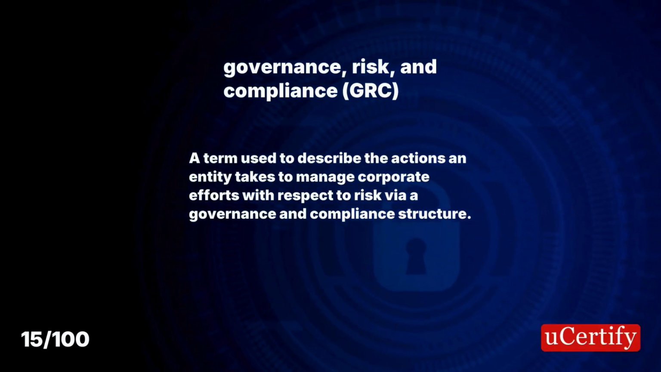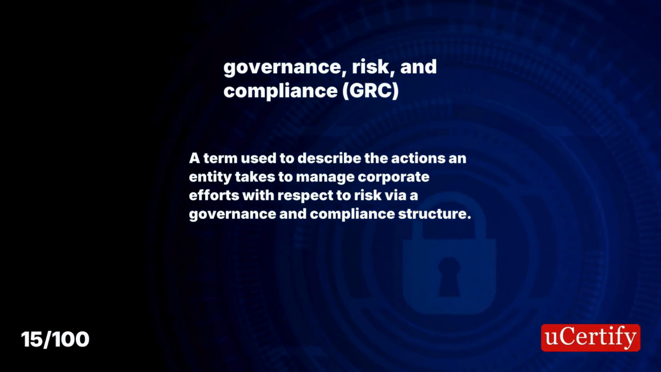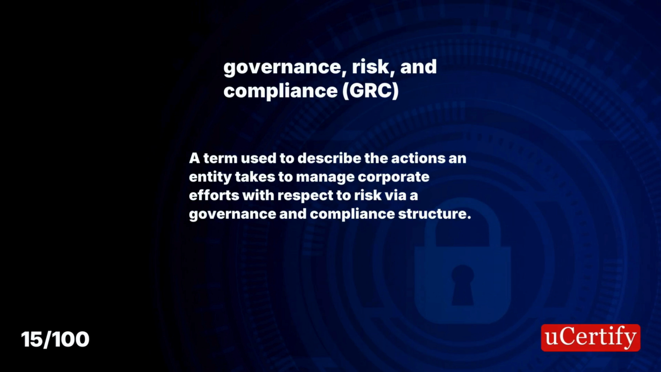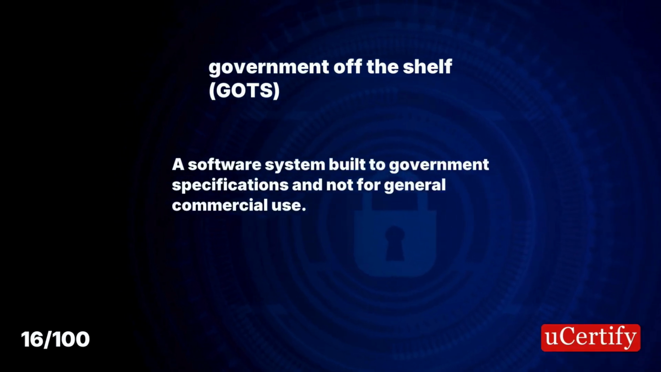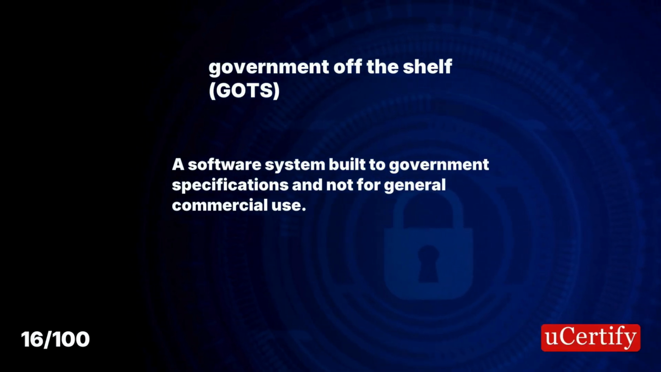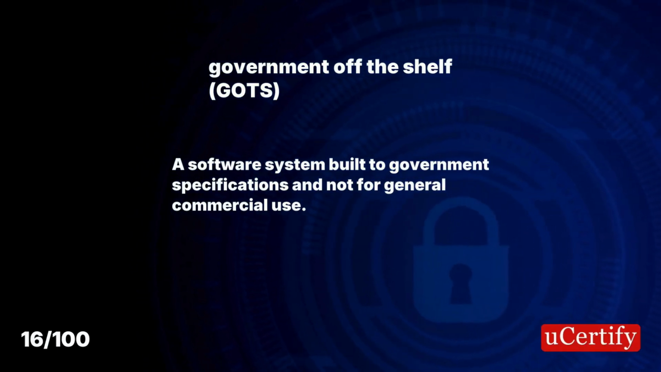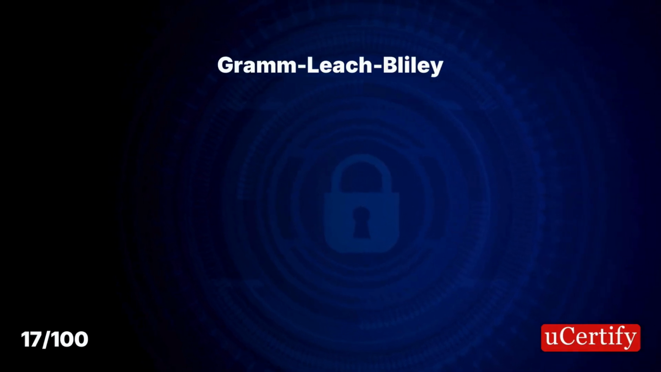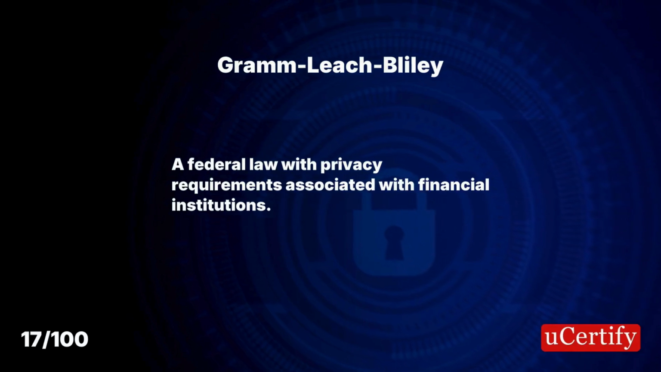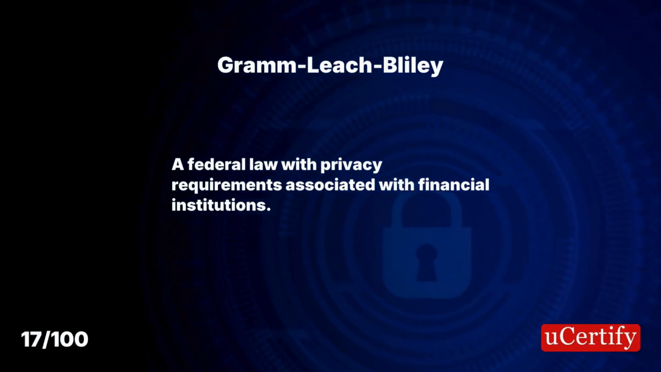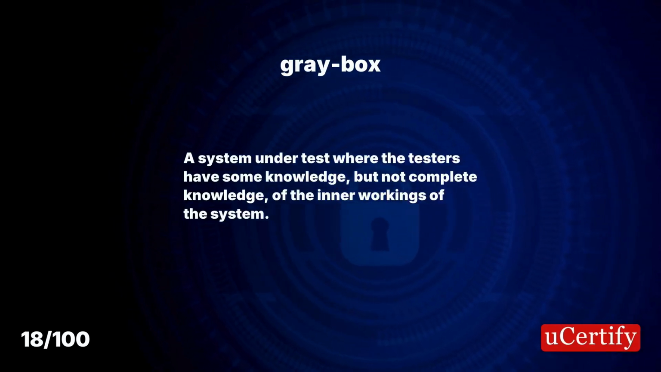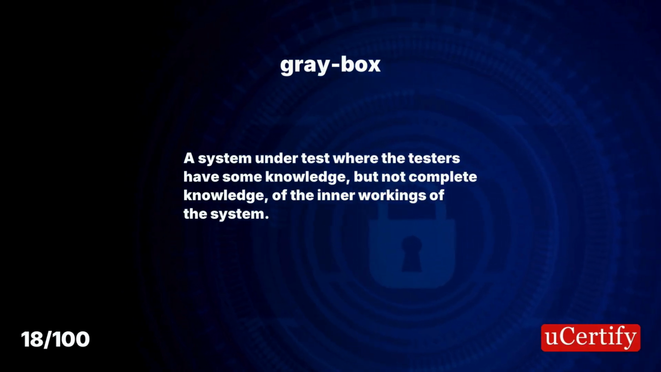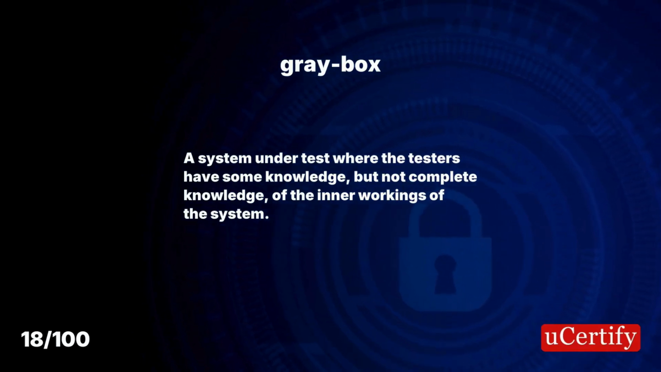Definition: a term used to describe the actions an entity takes to manage corporate efforts with respect to risk via a governance and compliance structure. Term: government off-the-shelf, GOTS. Definition: a software system built to government specifications and not for general commercial use. Term: Gramm-Leach-Bliley. Definition: a federal law with privacy requirements associated with financial institutions. Term: gray box. Definition: a system under test where the testers have some knowledge but not complete knowledge of the inner workings of the system.